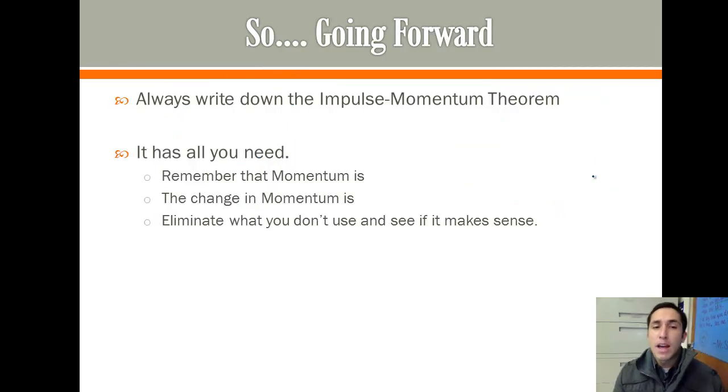Alright, so going forward, guys, always write down the impulse momentum theorem. I don't care what the problem says. I don't care if it's super straightforward momentum. Write down the impulse momentum theorem, and then eliminate what you don't need, because it has all that you do need.